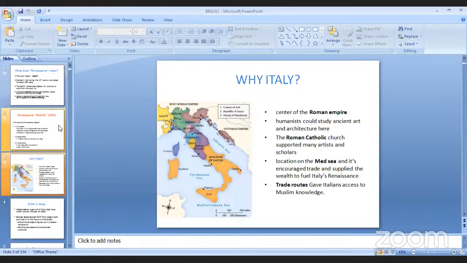So we actually know this, it originated in Italy. The birth of the Renaissance was a cultural movement that initially began in Florence, Italy, but later spread throughout Europe.